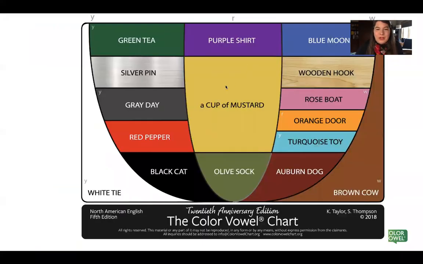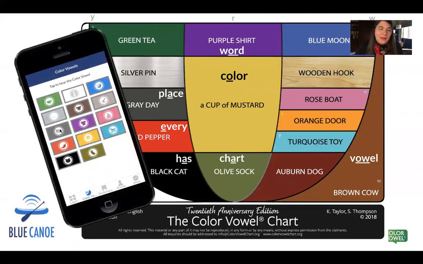All right, so here's the chart again. And the really good news is that every word has a place on the color vowel chart. In Blue Canoe, the chart looks like this. Gray day place, red pepper every, black cat has, olive sock chart, purple shirt word, brown cow vowel. Okay, no word is too hard. Every word in English has a main stress syllable and a color vowel. And that's what you need to get right to be understood.